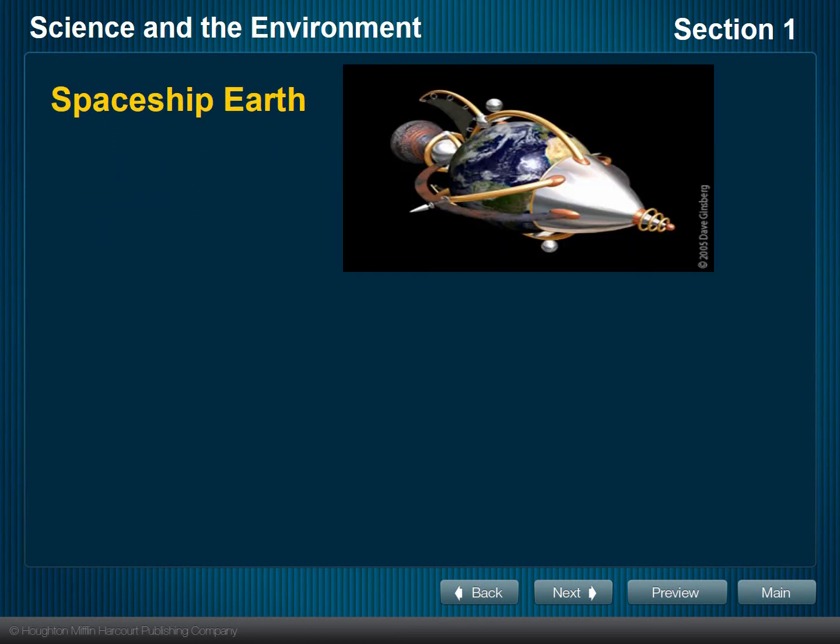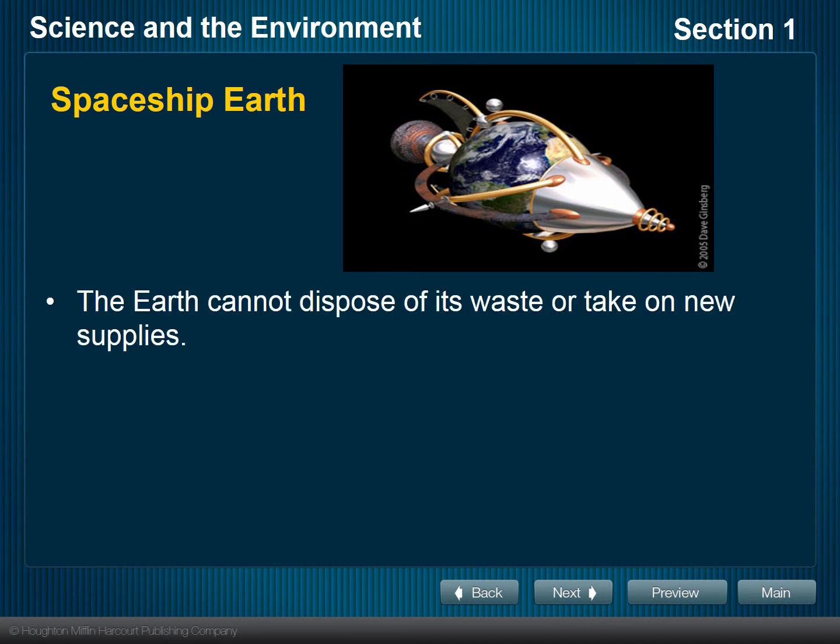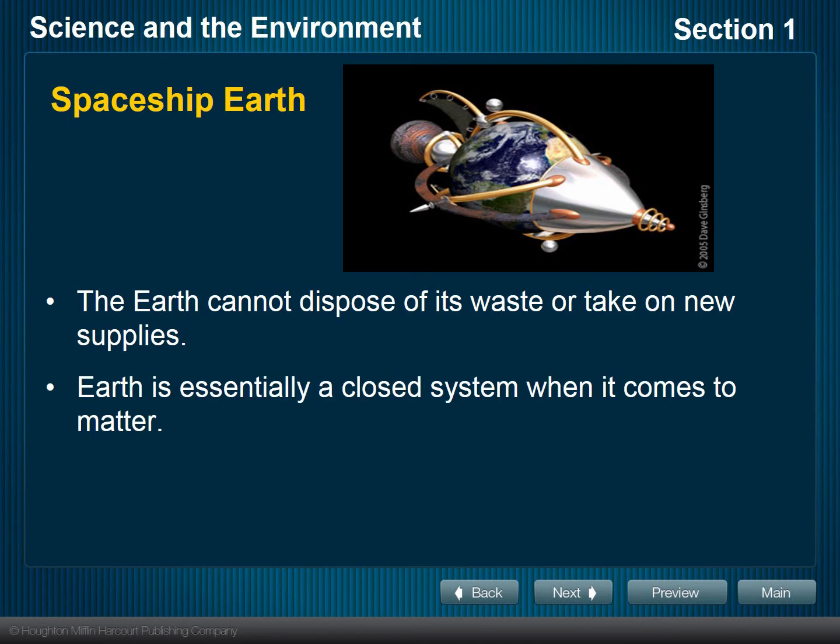Have you ever thought of the Earth as being a spaceship? Earth can be compared to a spaceship traveling through space as it cannot dispose of its waste or take on new supplies. When it comes to matter, it is essentially a closed system. The only thing that enters the Earth's atmosphere in large amounts is energy from the sun, and the only thing that leaves in large amounts is heat.